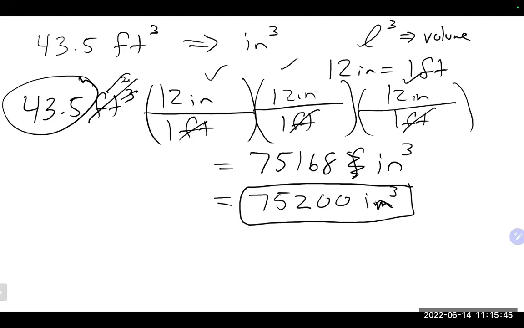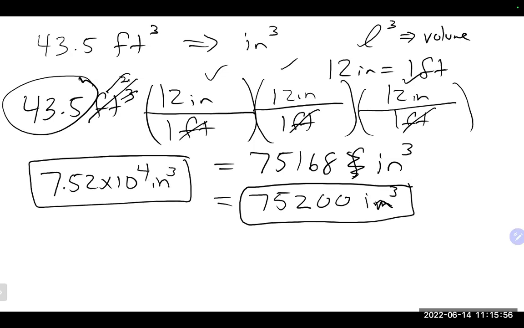Obviously, you could also write in scientific notation, which would be 7.52 times 10 to the 1, 2, 3, 4 cubic inches. Here I dropped the zeros because if I put them in scientific notation, it would be 5 significant figures. That is 3 significant figures, no decimal here, 3 significant figures. So again, you could do it either way.